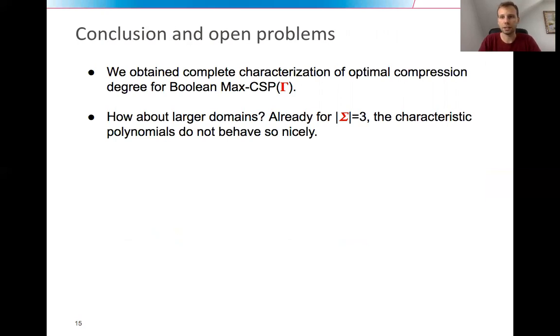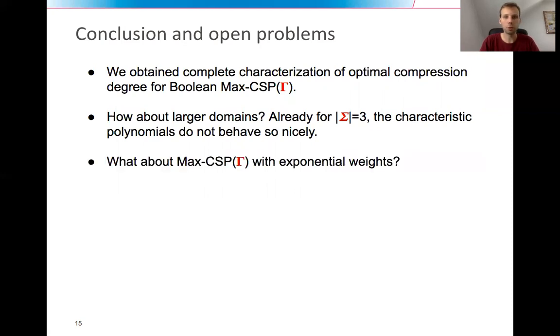For larger domains, it is unclear what's the right tool to characterize the optimal compression, and characteristic polynomials are not so easy to define. We don't know how to define them so that they would be unique. So this approach doesn't work anymore. Also, we have assumed in this work that the weights are polynomial, so they can be encoded in log n bits. But if we considered instances with exponential weights, then we also need polynomially many bits to encode them, and it is not known what's the optimal way to compress such huge weights.